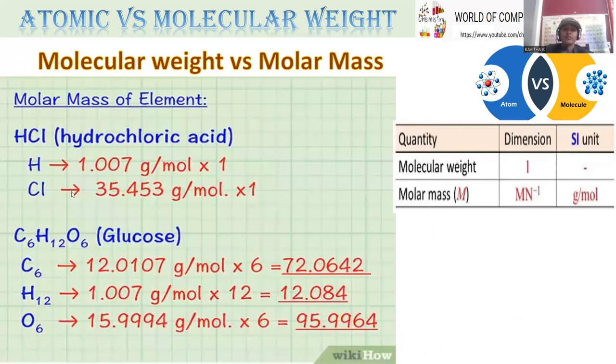In case of hydrochloric acid, molar mass calculations were given here. Hydrogen with 1.007, chlorine with 35.45. Just now we got the answer for this, 36.460 will be the answer. In case of glucose, composed of C6H12O6, six carbons will be there. Individual carbon atomic weight is multiplied with 6. Hydrogen atomic weight is multiplied with 12, because here 12 atoms contribute to the glucose molecule. 6 oxygens contribute to glucose. That's the reason why 15.9 will be multiplied with 6. So these are the individual elemental masses. If you sum all these, you will get the molecular weight of glucose.